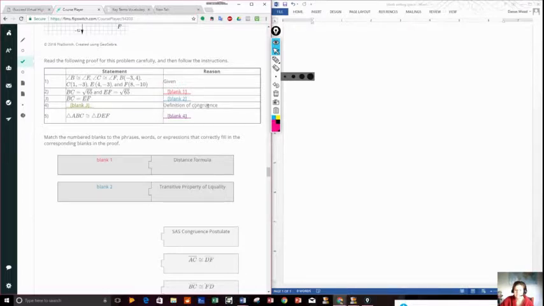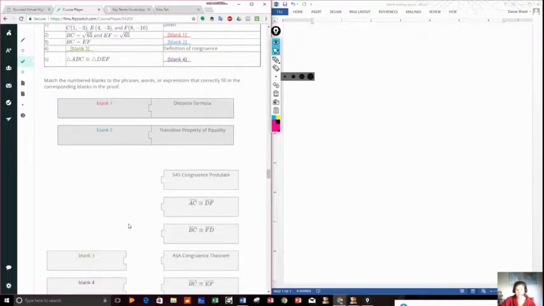Blank 3, definition of congruence. Okay, so with congruence, I'm looking for the congruence symbol instead of the equal sign. So I'm looking for anything like that. Since step 3 just said BC and EF were equal to each other, I'm looking for BC is congruent to EF line segment. So I'm going to click blank 3 and drag it to BC is congruent to EF. So that's BC congruent to FD, not what I wanted. BC is congruent to EF. There we go.